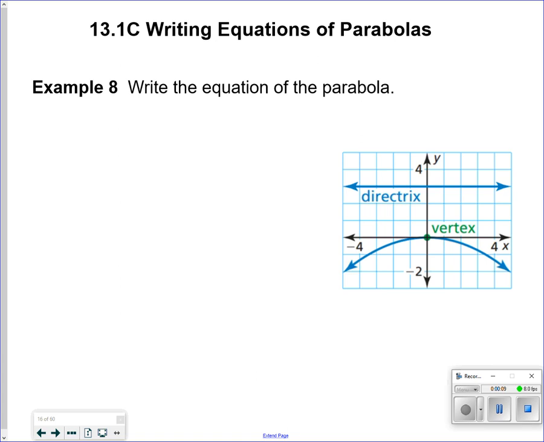We're really going to dive deep into writing the equation. I'm going to give you pieces of information about the parabola, and then you're going to have to write the equation based on that. So I'm going to write out the equations here real fast.